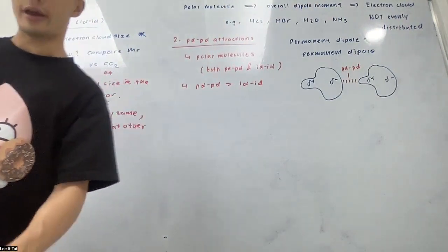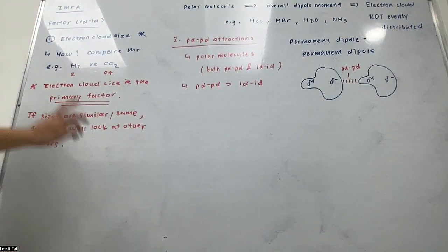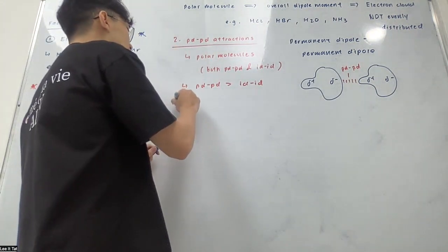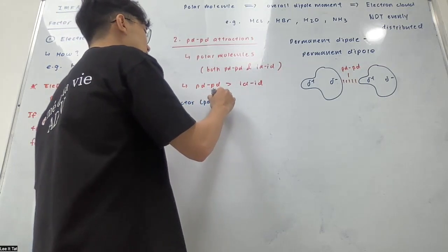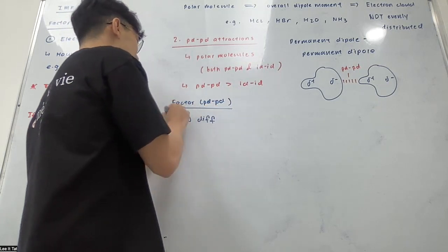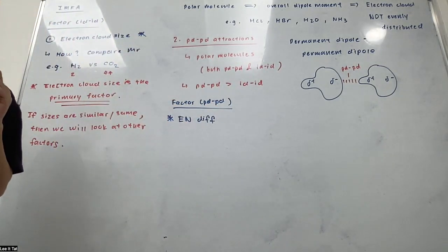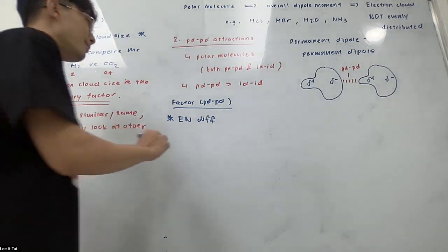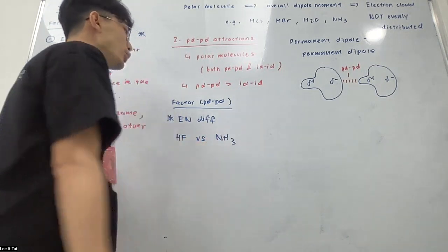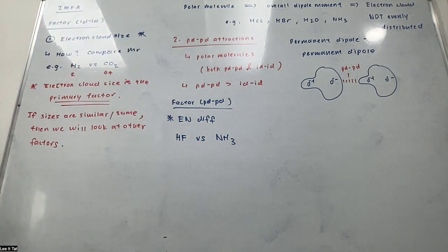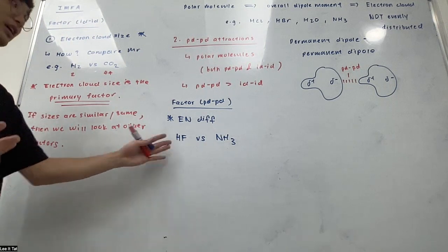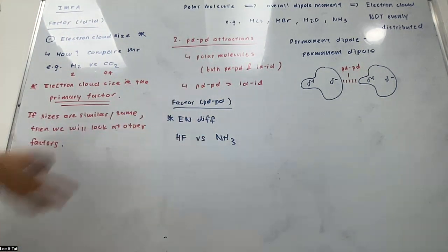Okay, the factor over here, I wouldn't say it's very important because I will come back to that recurring idea. But anyways, let me just discuss it. The factor affecting PD is the electronegativity difference. That's pretty much the only thing. I can give you a very simple example. We have HF versus NH3. Who do you think has a larger electronegativity difference? HF, because F is more electronegative than nitrogen. That's pretty much it. So this is very simple, right?